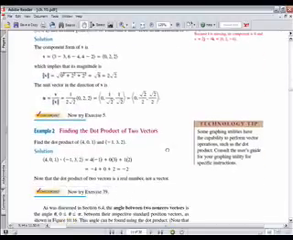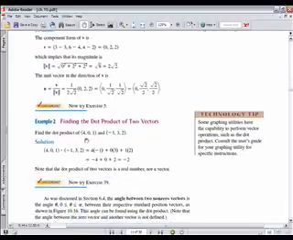Here's the dot product. Multiply the 4 and the negative 1, the 0 and the 3, the 1 and the 2, and then add up all those products.